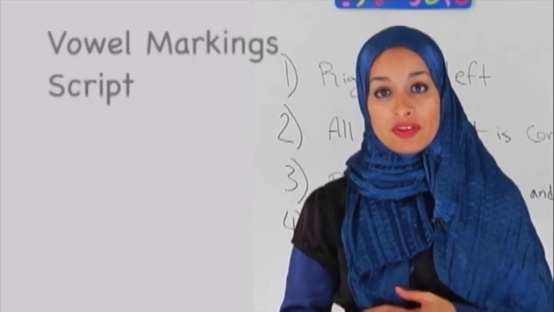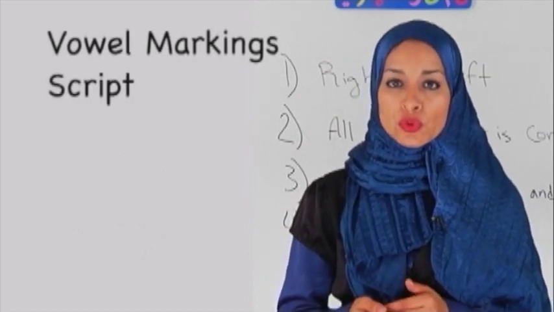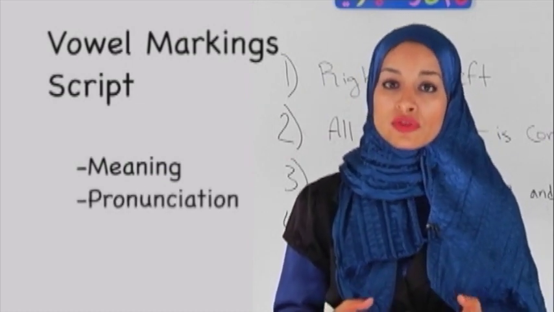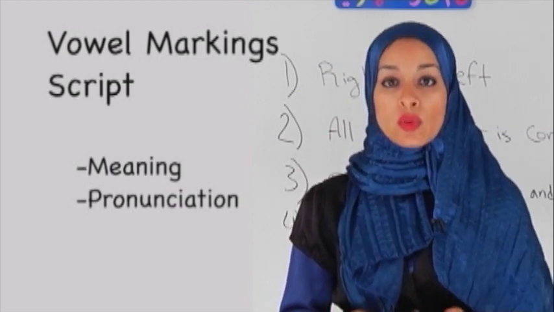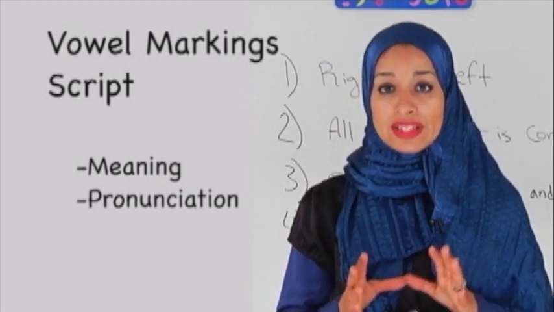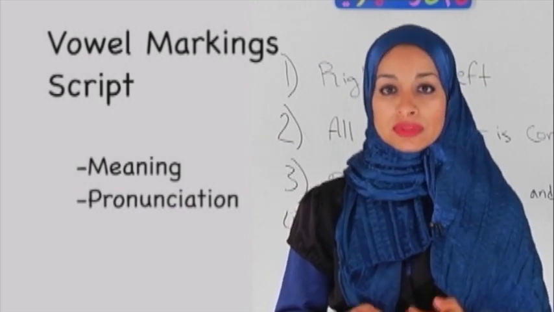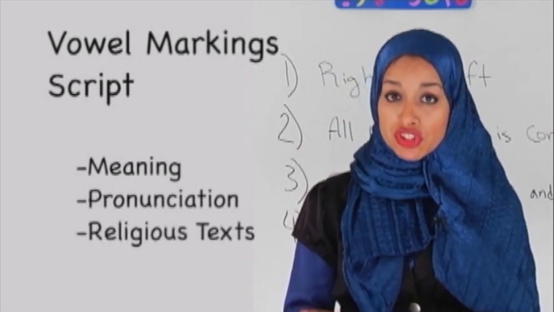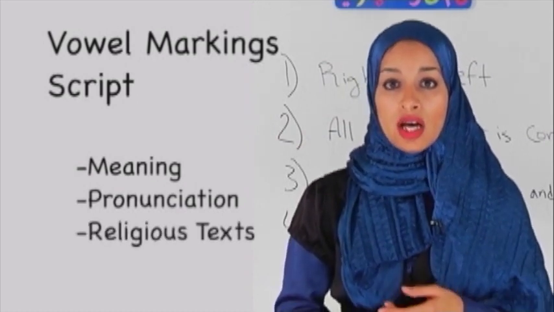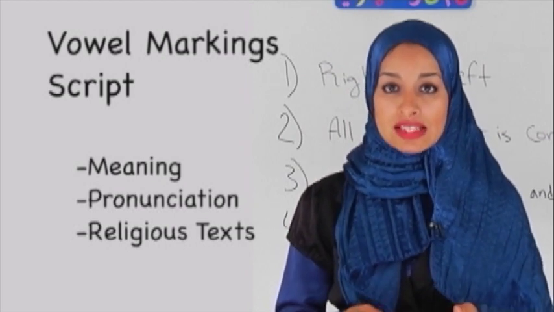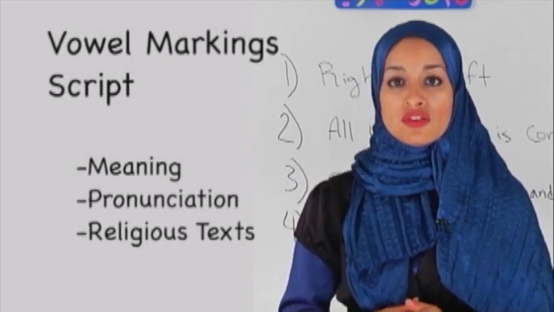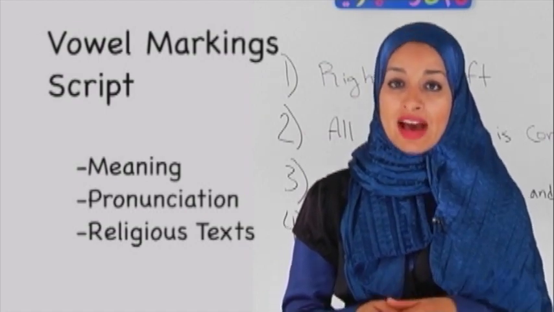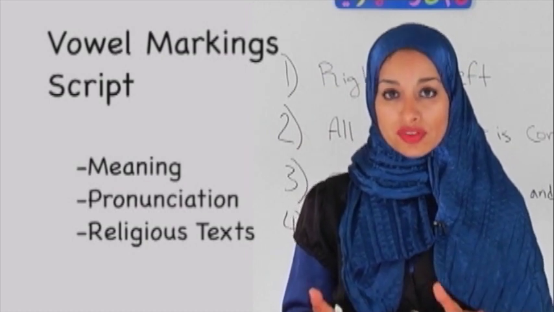The other script with all the vowel markings on it is used to specify meaning and also pronunciation. Because these vowel markings are used for grammatical purposes as well as pronunciation, these texts would have them on them so that the reader would be able to understand specifically what is being written. So things like religious texts, as we have in the classical Arabic language, and also some religious texts that are just in modern standard Arabic, so books that are written about the Quran or the Bible or whatsoever, they would have the vowel markings on it to ensure accuracy.